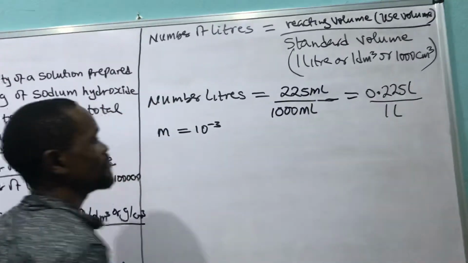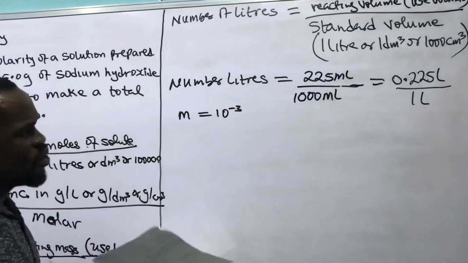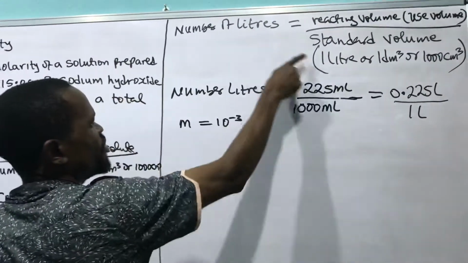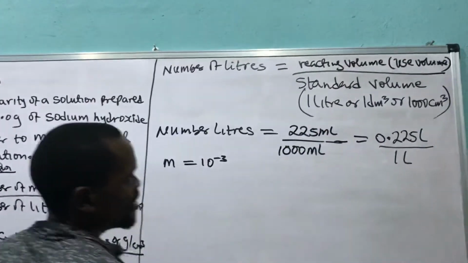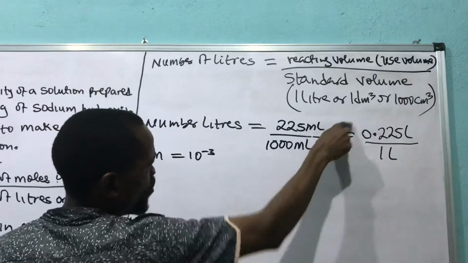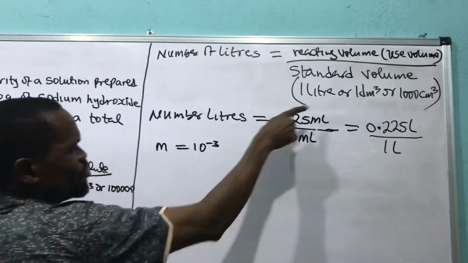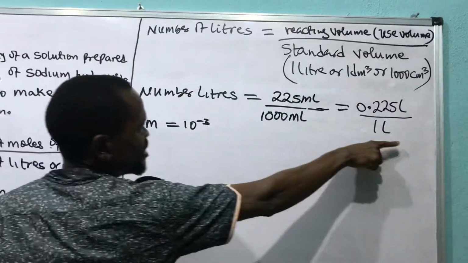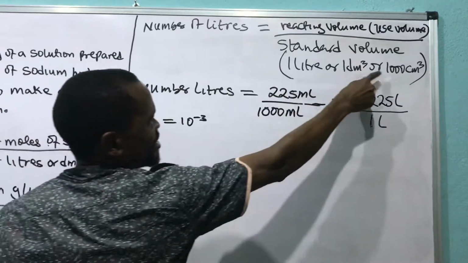Then remember, why did I use liter here? Because the volume given to me is in liters. If the volume used is in dm cubed, I will divide by 1 dm cubed. If the volume used is in cubic centimeters, I will divide by cubic centimeters. That's why we listed this or this.